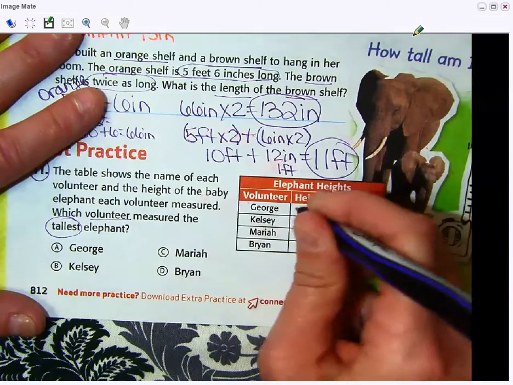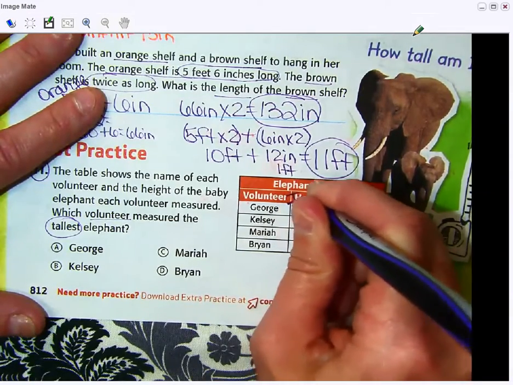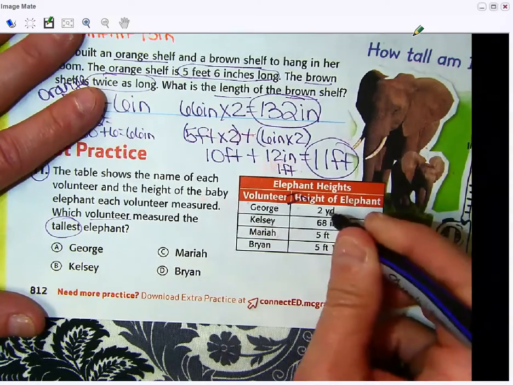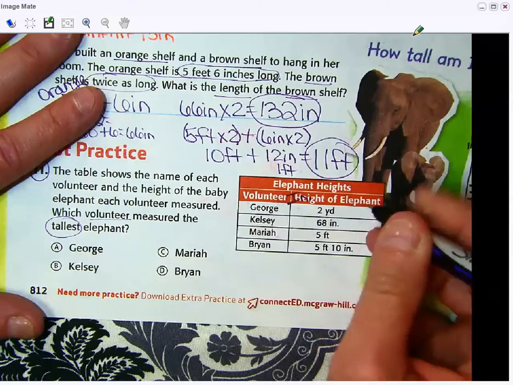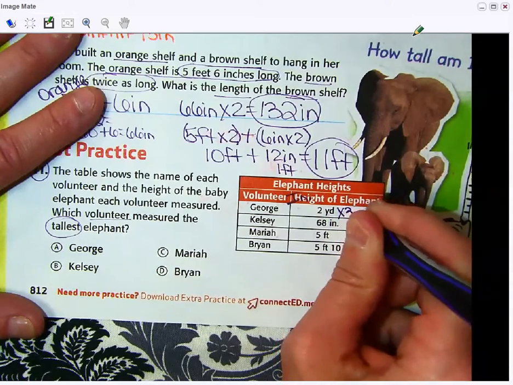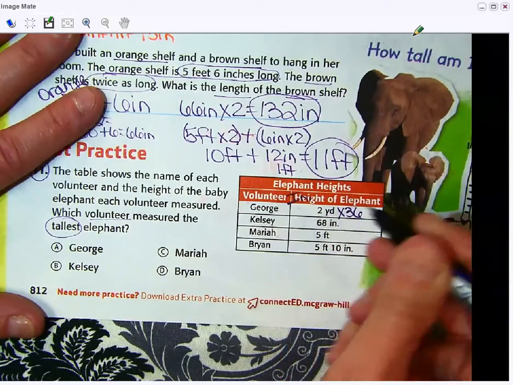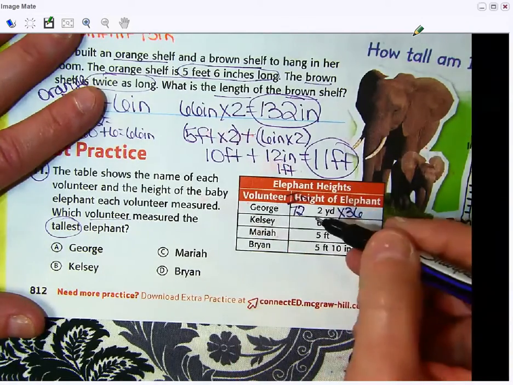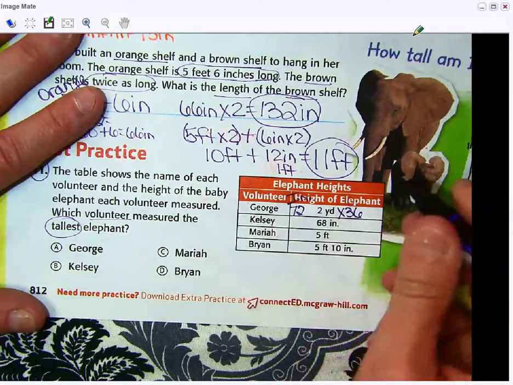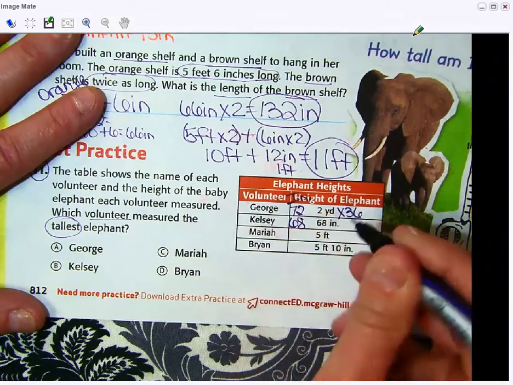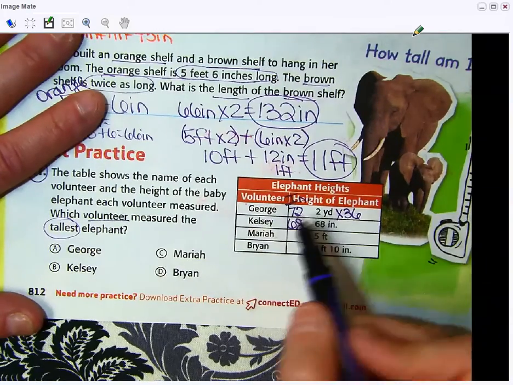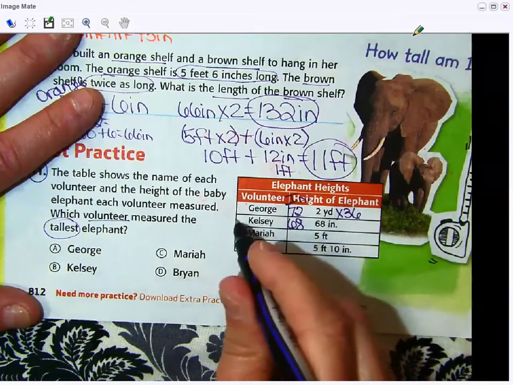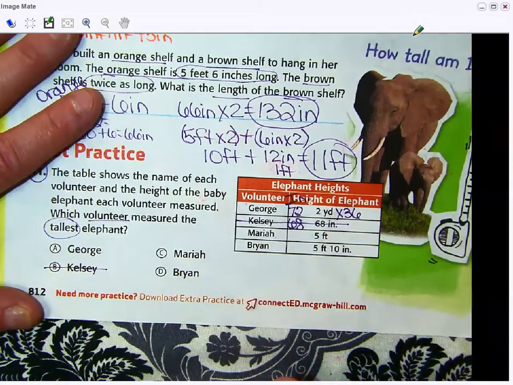So we know that we are looking at inches. So I'm going to just make this a column for inches for our conversion. So how many inches are in 2 yards? So we know that 36 inches is in 1 yard. So when we multiply 2 times 36, we have 72 inches. So George's elephant is 72 inches tall. Okay, Kelsey's elephant is 68 inches tall, so we can compare them and go ahead and make the decision which one is the tallest. So between George and Kelsey, who's taller? Right, George's elephant is taller, so we can eliminate Kelsey's elephant being the tallest.